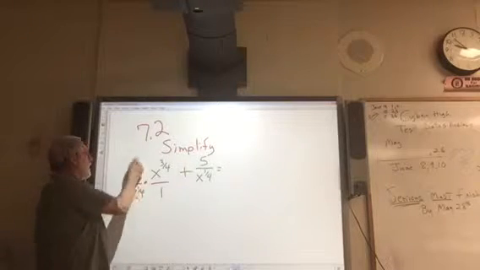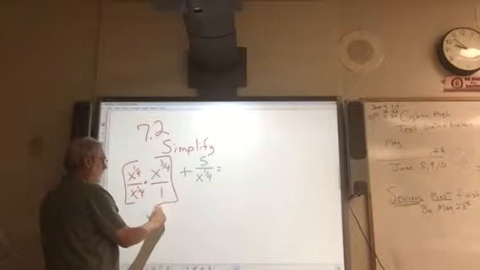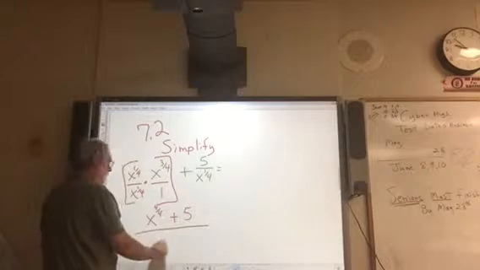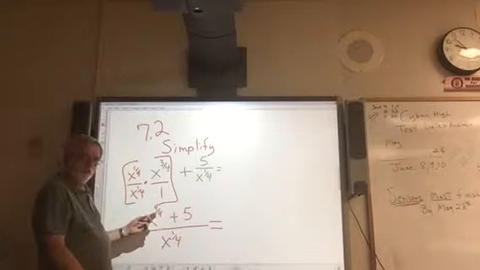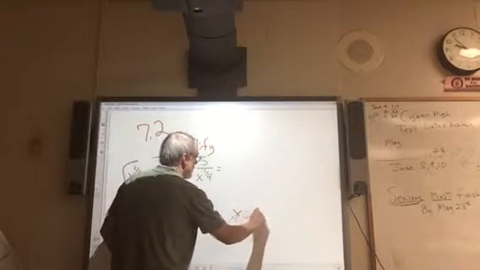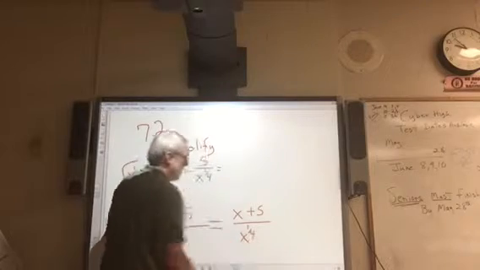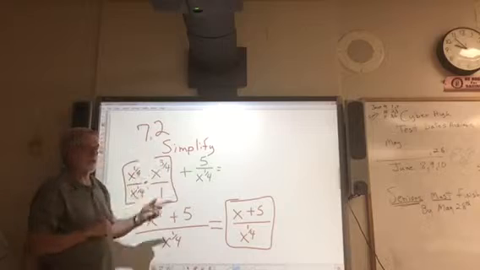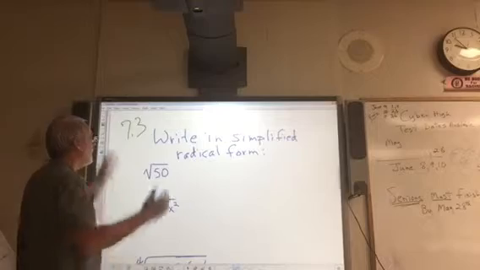Ta-da! So when I do this, I end up with x to the 4/4 plus 5 over x to the 1/4. What is x to the 4/4 power? Same as x to the 1st plus 5 over x to the 1/4. And that's it. 7.2, simplifying. Let's see if there's any more problems to go along with this. 7.2. Nope. Here we go.